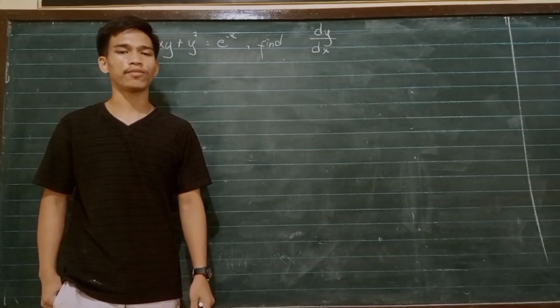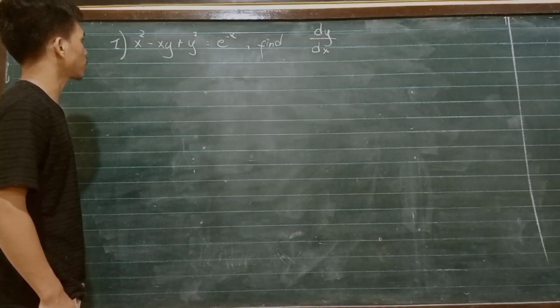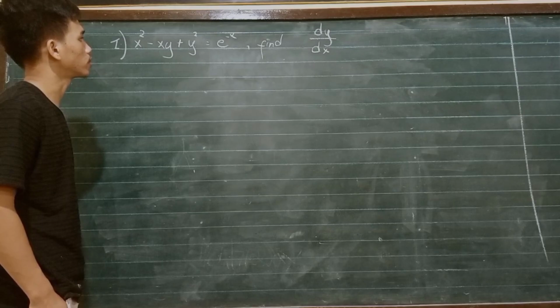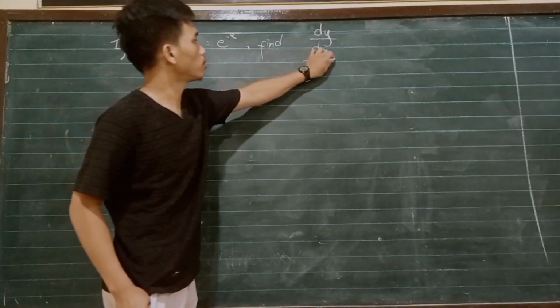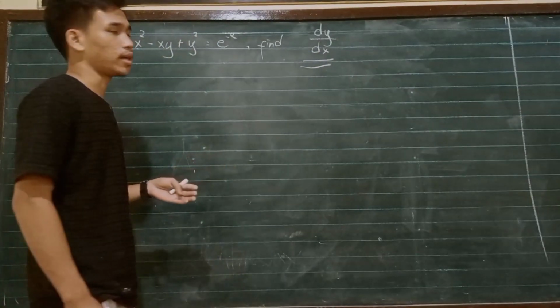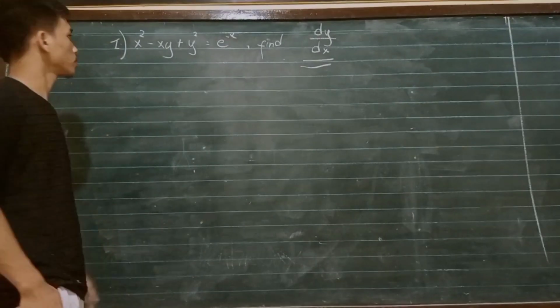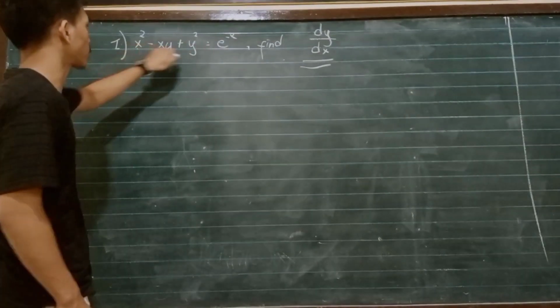So let's start. For question number 1, the equation is x squared minus xy plus y squared is equal to e raised to negative x. Find dy over dx, the implicit differential for this equation. We will find the derivative of each term for these four terms.